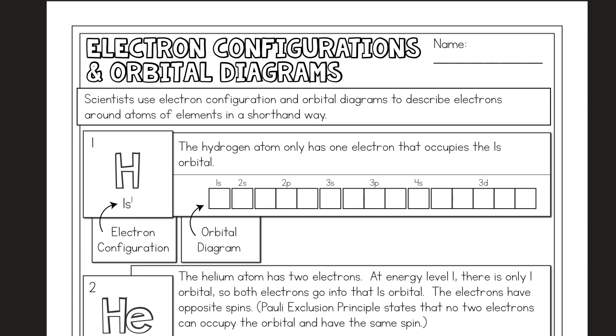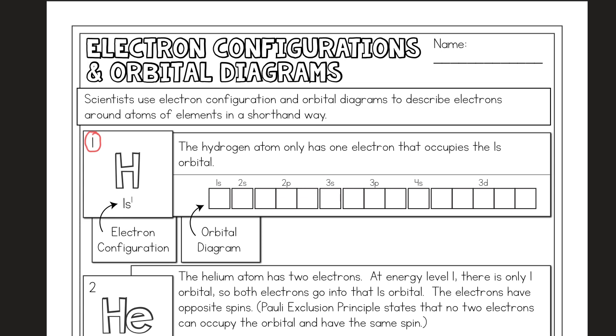So for hydrogen, remember, the number of protons is going to equal the number of electrons in a neutral atom. So all the atoms we're going to be doing are neutral atoms. So right here's the proton number in this particular picture. So this would have one proton, and if it's neutral, it's going to have one electron also.